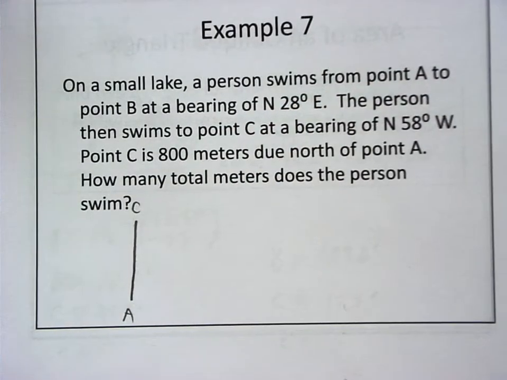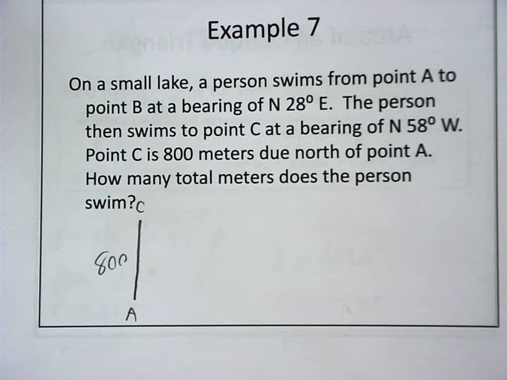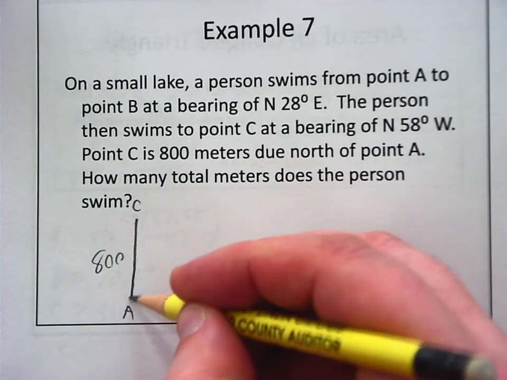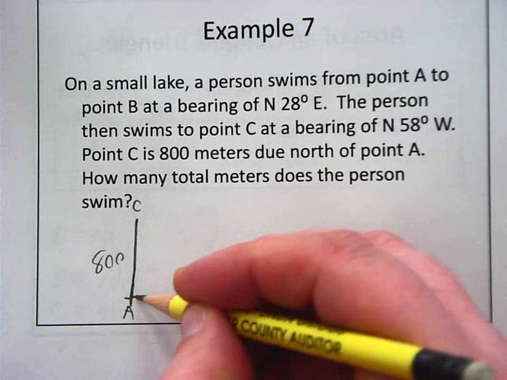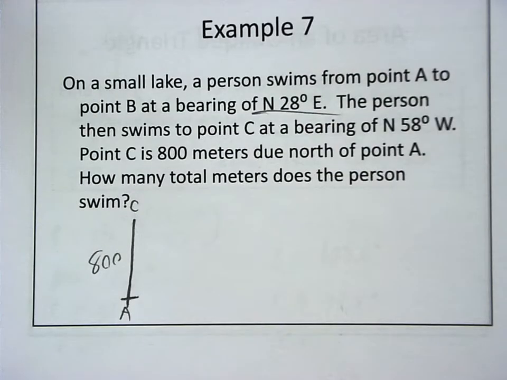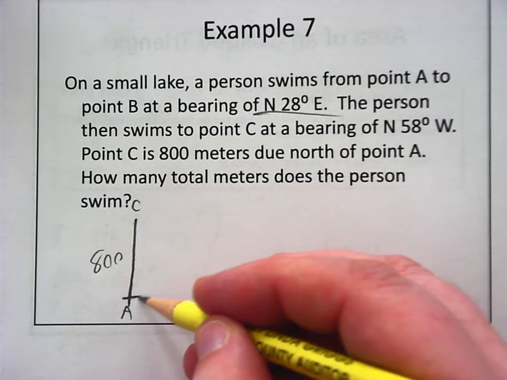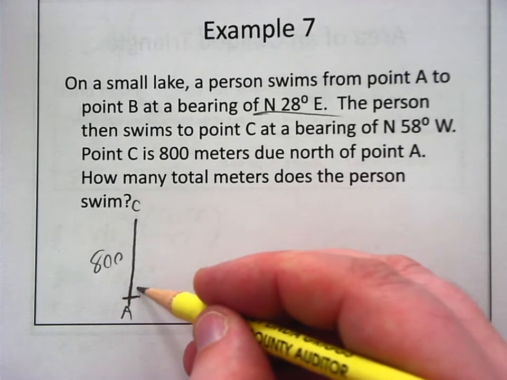From A to C is 800. This is one where I would draw it out. Okay, now, from this point A, how would I show north 28 degrees east? Which quadrant is that going into at that point A? The first quadrant. Now, is it 28 degrees up from here or 28 degrees right from this one?